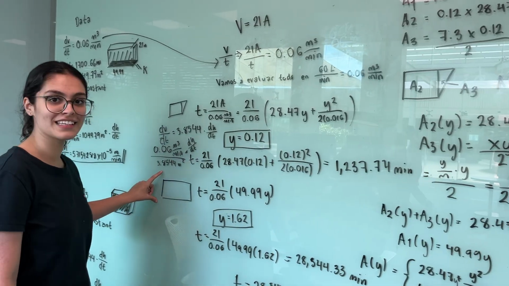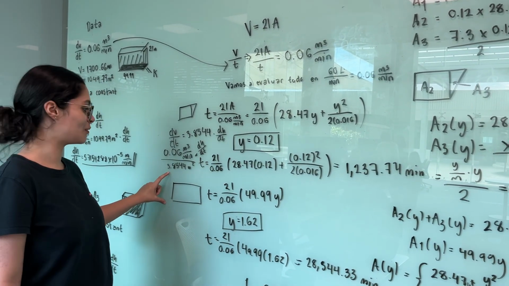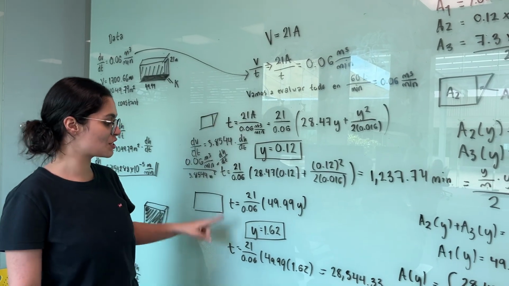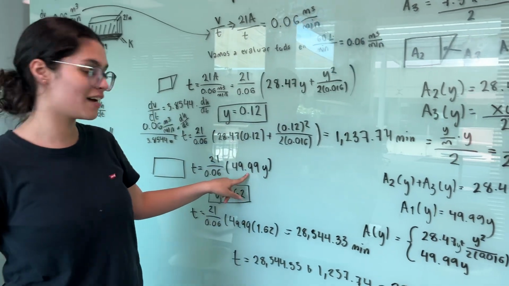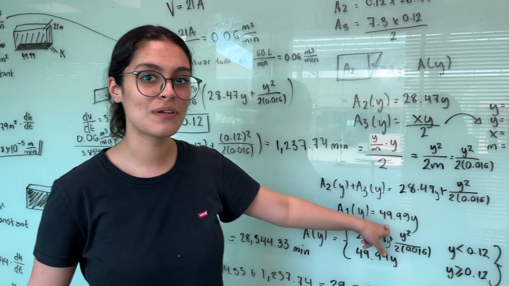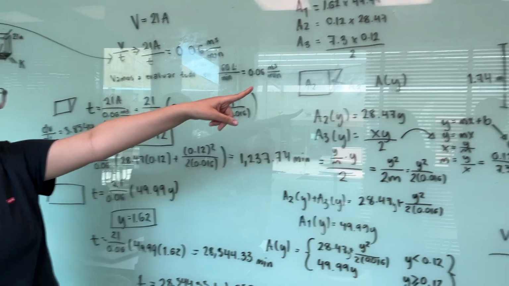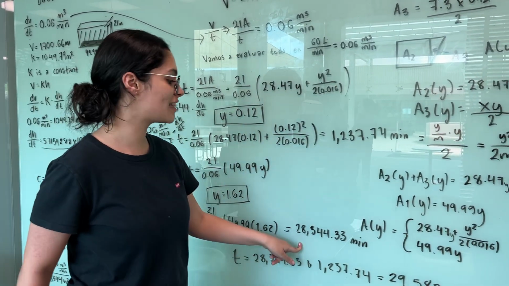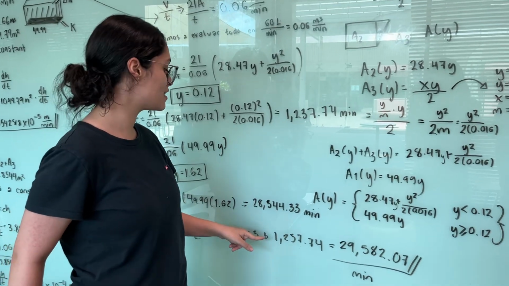Okay, now to find how long it takes to fill up the A1, the main portion of the pool, we are using the same relationship with the area, which is 49.99 times y, which is our height. But for that portion of the pool, the height is 1.62, so that's what we substitute in there, and we get 28,344.33 minutes.